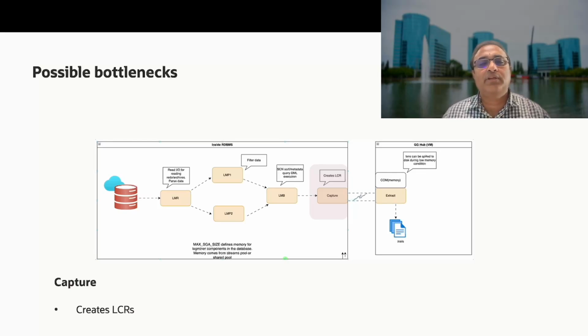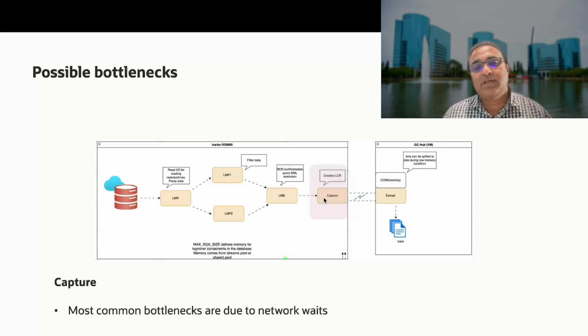What kind of bottlenecks might you see with the capture process? Let me discuss the most common bottleneck that I see with the capture process. The most common bottleneck is with the network. So see here, the capture process and then we have the extract process. There is a network between the database server and the server where the GoldenGate extract is running. So this network's bandwidth and latency are super important, right? The bandwidth for this network has to be higher than your workload generation rate. And this is super important, right?